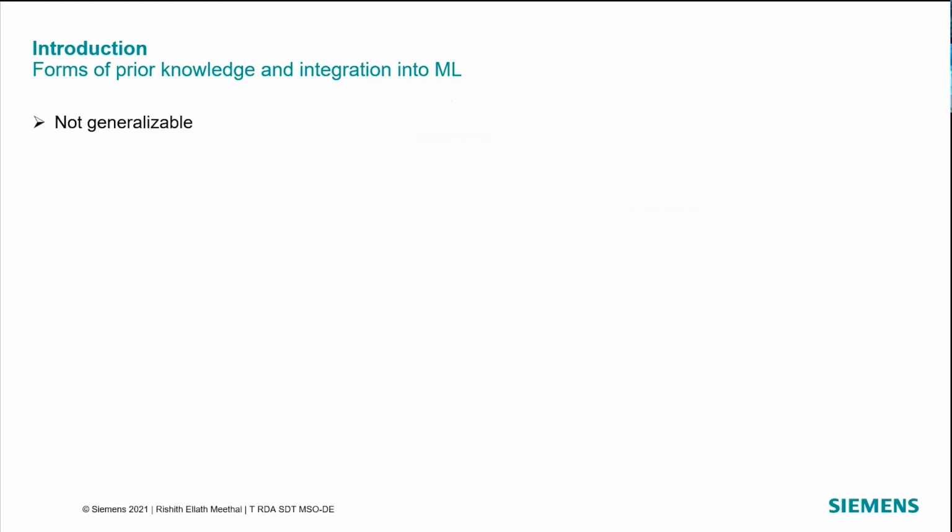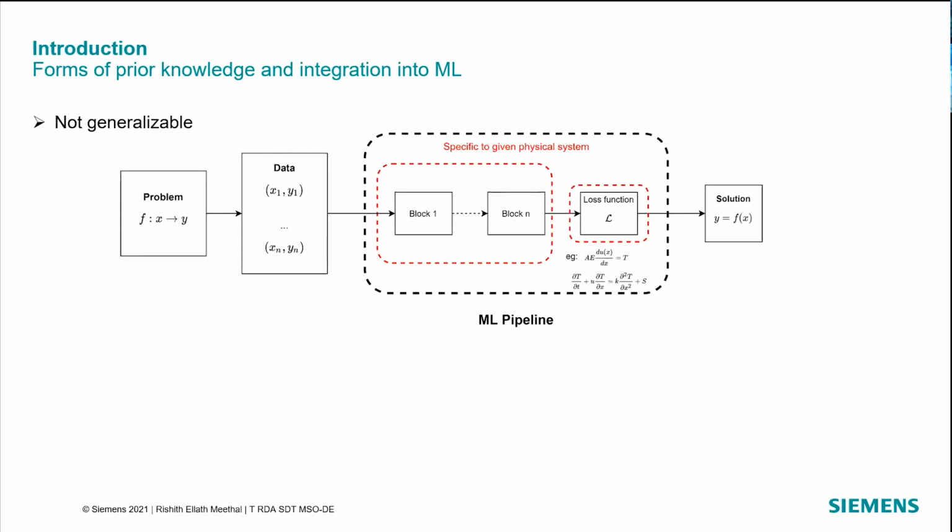But when we consider this, there are two drawbacks, or two improvements we can make, because most of the algorithms of that type are not really generalizable. For example, consider this machine learning pipeline where I am embedding the equation in the loss function. I have two equations here. The first one is a stress equation, and the other one is the convection diffusion equation on temperature.